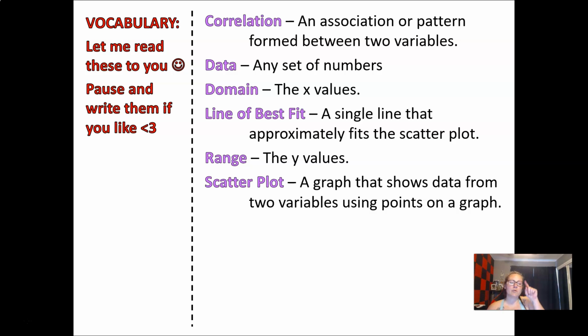So you had all these points, and it's not going to go like this, right? It's going to be a single line that goes through it as best it can. Your range are the Y values. And a scatter plot, which I showed you on the last set of notes, is a graph that shows data from two variables using points on a graph. If you want to pause and write these down, go for it. I think that would be really useful.